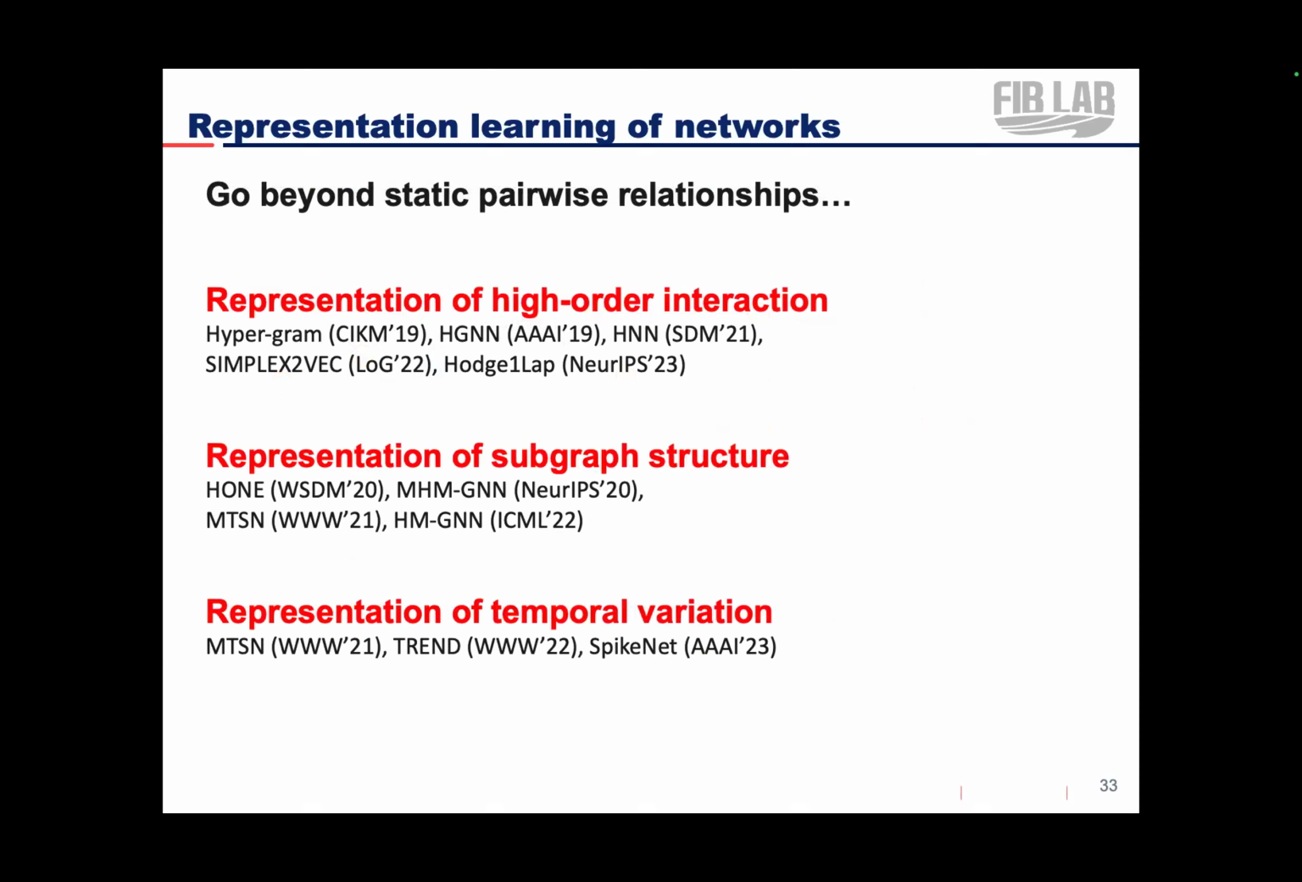But networks are more than just pairs of nodes. High-order interactions, like 3 or more nodes interacting, subgraph structures like common motifs, and temporal dynamics, which is how networks change over time, add layers of complexity. For high order, we've seen hypergraphs and simplicial complexes. For subgraphs, motifs like triangles in social networks. And for time, models that incorporate past states. The key here is that traditional methods fall short, and we need AI to handle this complexity.